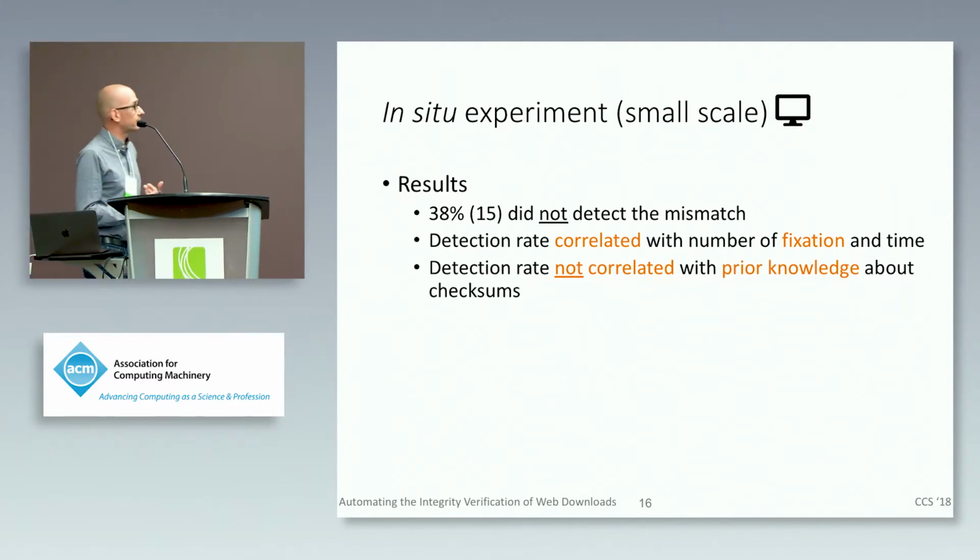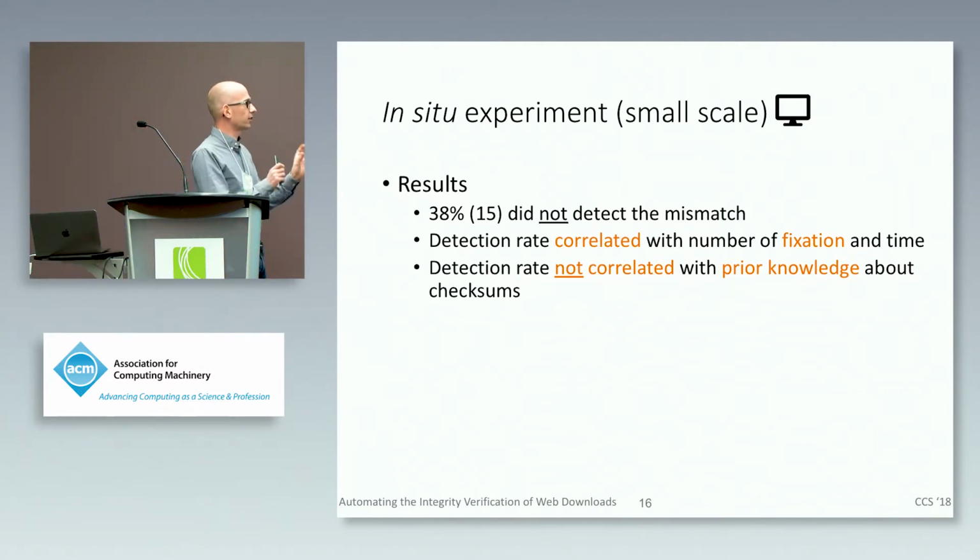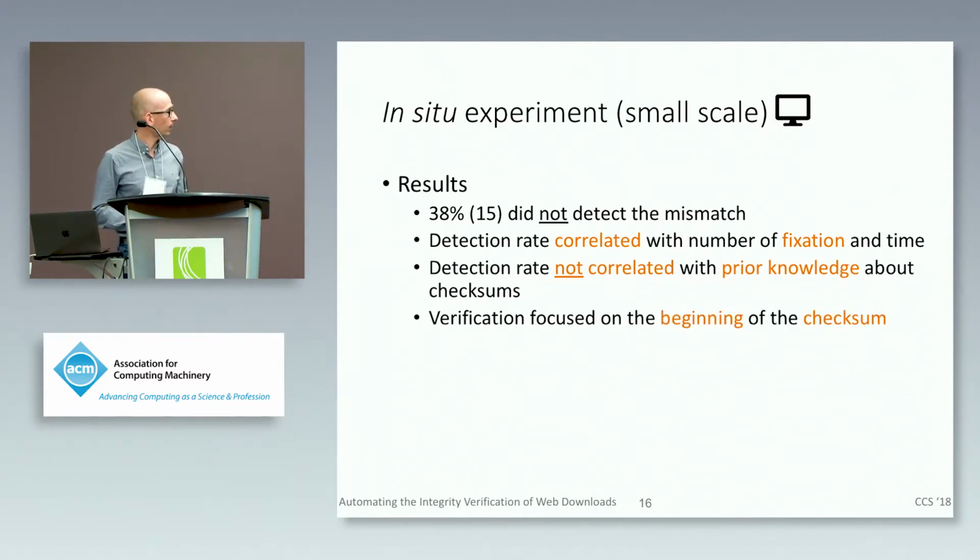One reason for that is that people who know how checksums work know that accidental changes of the file would completely shuffle the checksum, and therefore they just check the beginning. If the first character matched, then they're good to go.